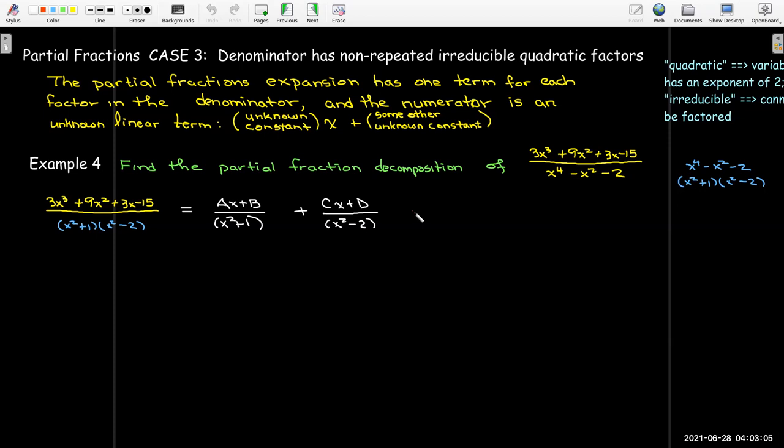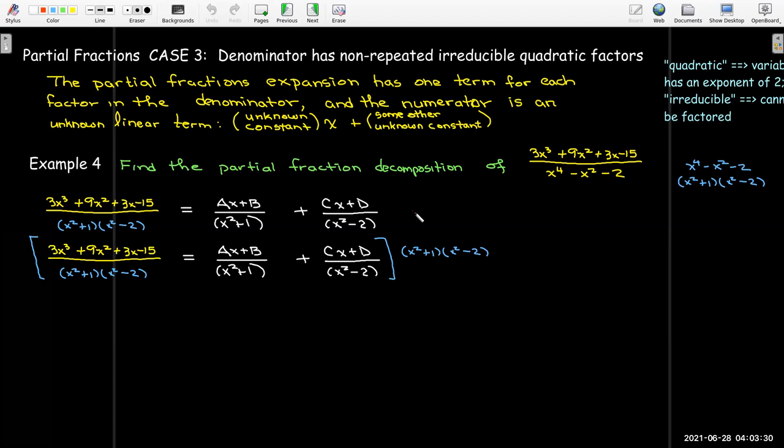Now, once I've written this partial fractions decomposition, finding the unknowns uses the same technique no matter what type of denominators I'm working with, whether they're linear, quadratic, repeated, or otherwise. We'll multiply both sides of the equation, every term, by the least common denominator, and that will give me one polynomial equals another polynomial. In this case, I'm going to go ahead and multiply out those polynomials on the right-hand side.